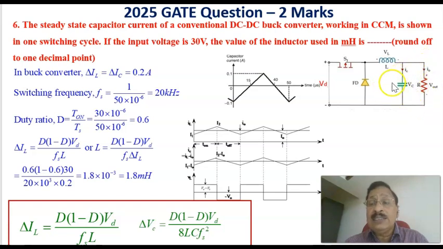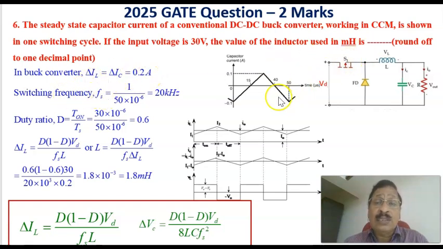The change in capacitor current is the same as the change in inductor current. Of course, this is the change in inductor current, and that is the same as the change in capacitor current. For delta IC equal to delta IL, it is very clear in the problem, it is equal to minus 0.1 to plus 0.1. Therefore, it is equal to 0.2 ampere, which is the delta IC, the same as delta IL.